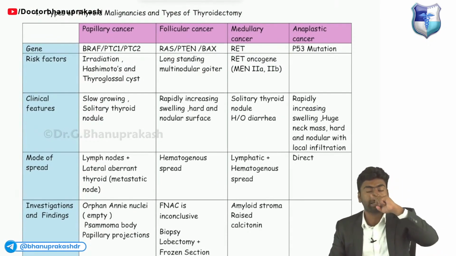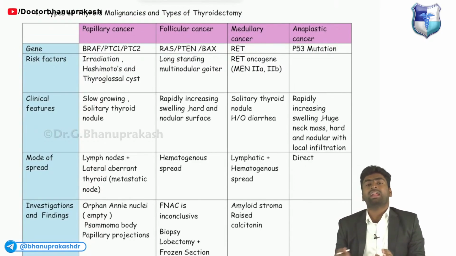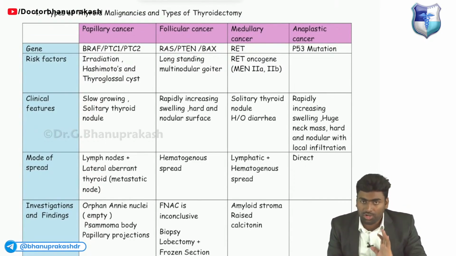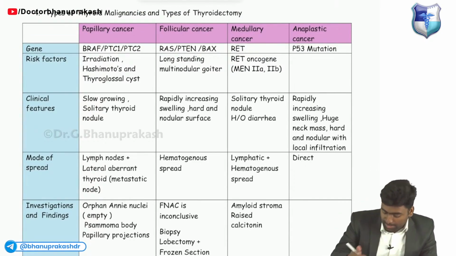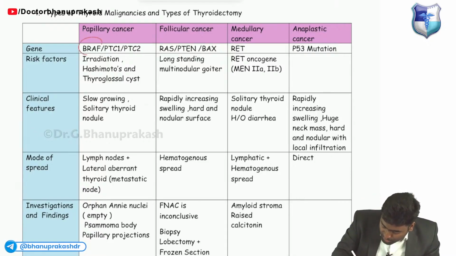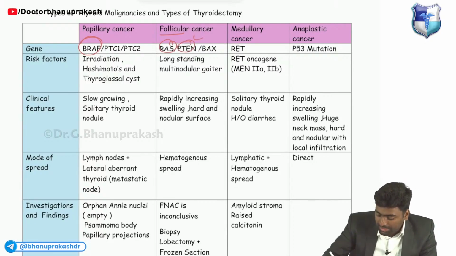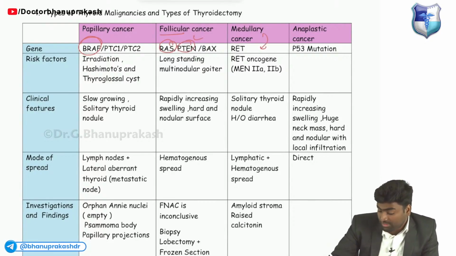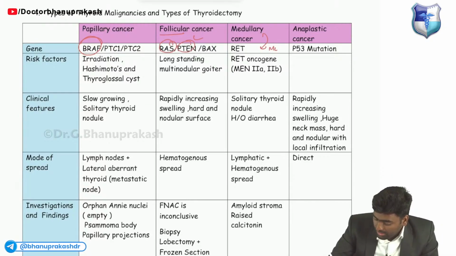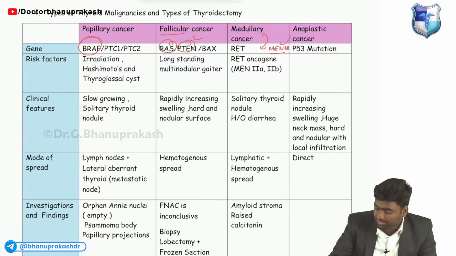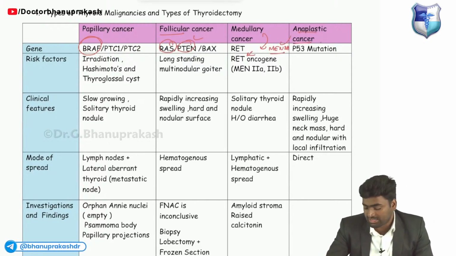If you see thyroid malignancies, there are different types, and you need to know how they are different. Papillary cancer is due to a gene mutation of BRAF. Follicular is due to RAS-PTEN. Medullary is due to RET, with MEN2A association, where the RET oncogene is present. Then anaplastic cancer is P53.